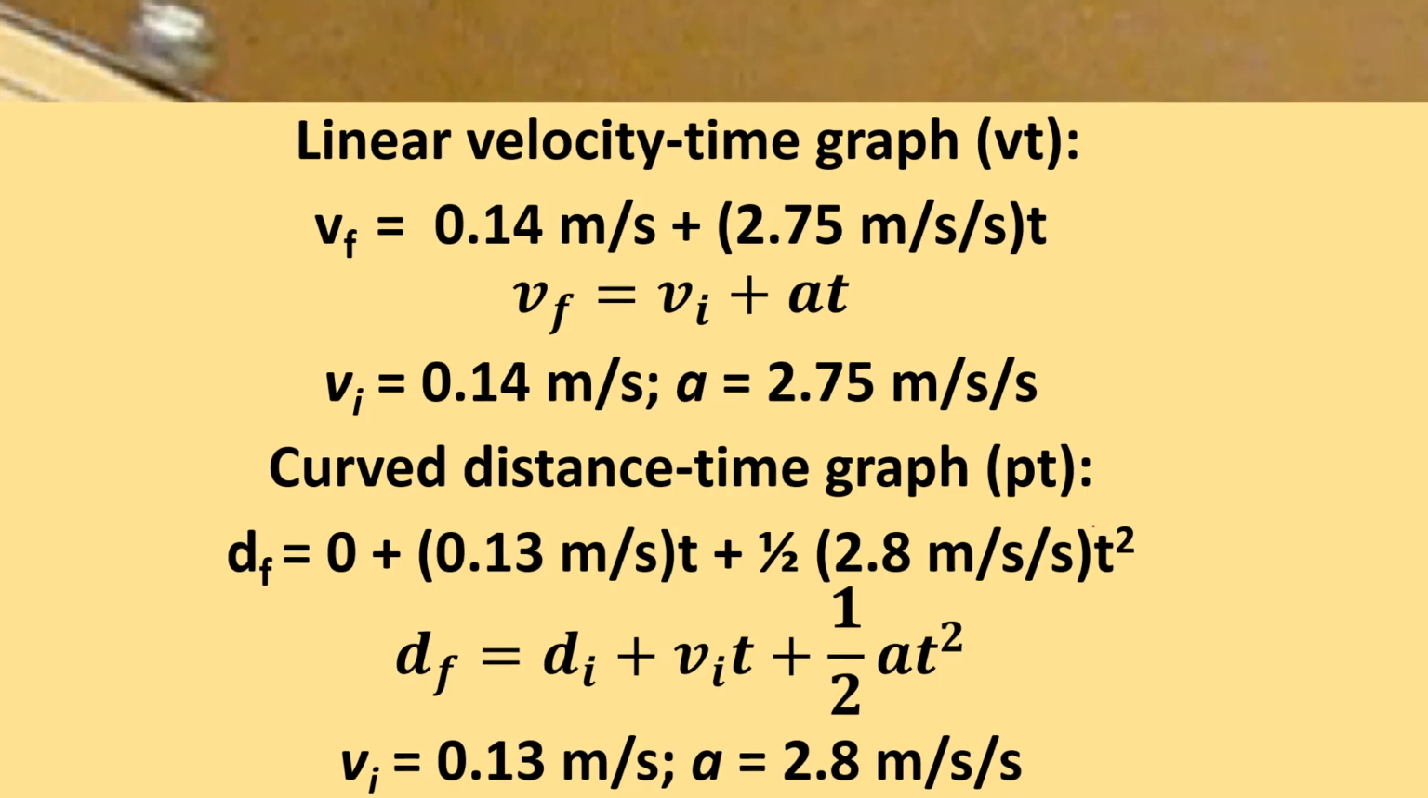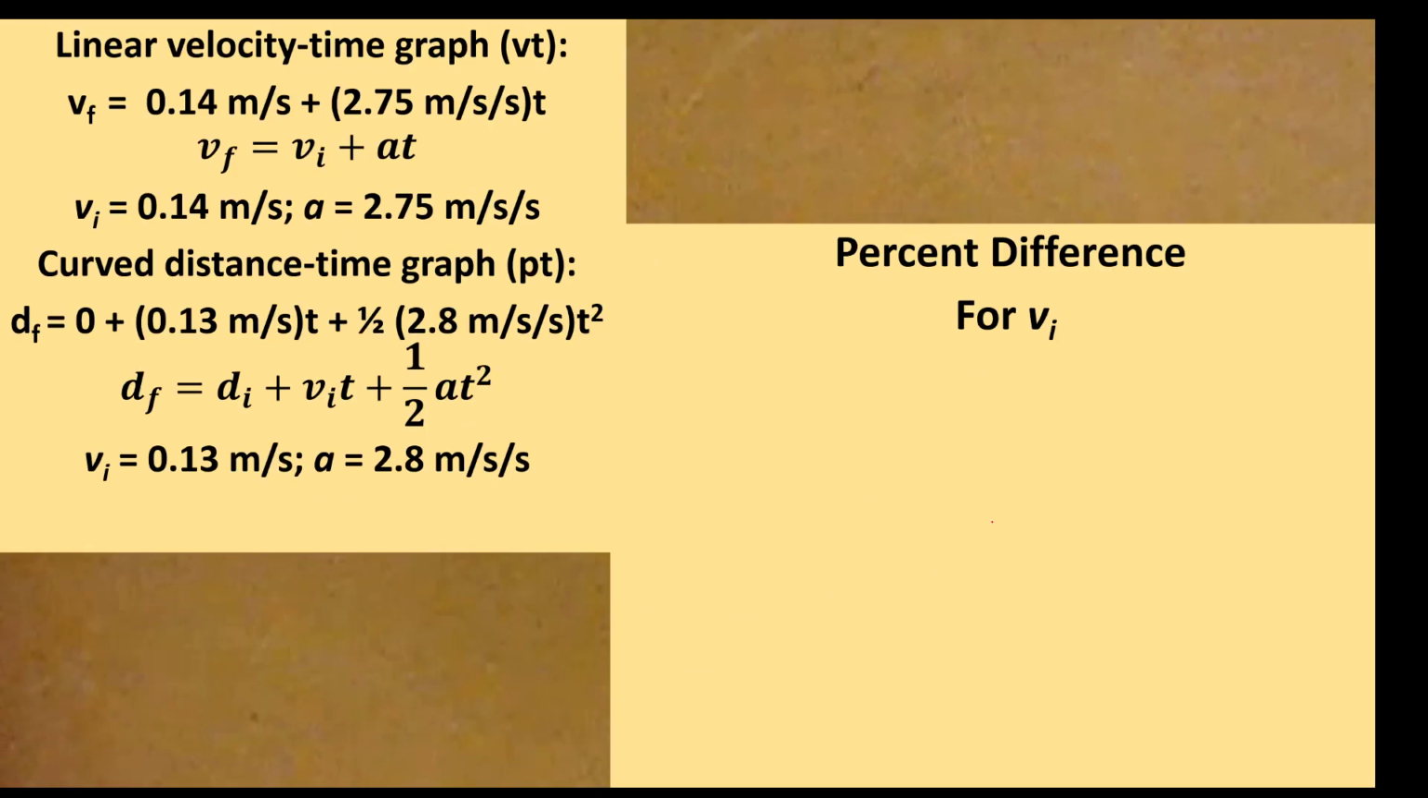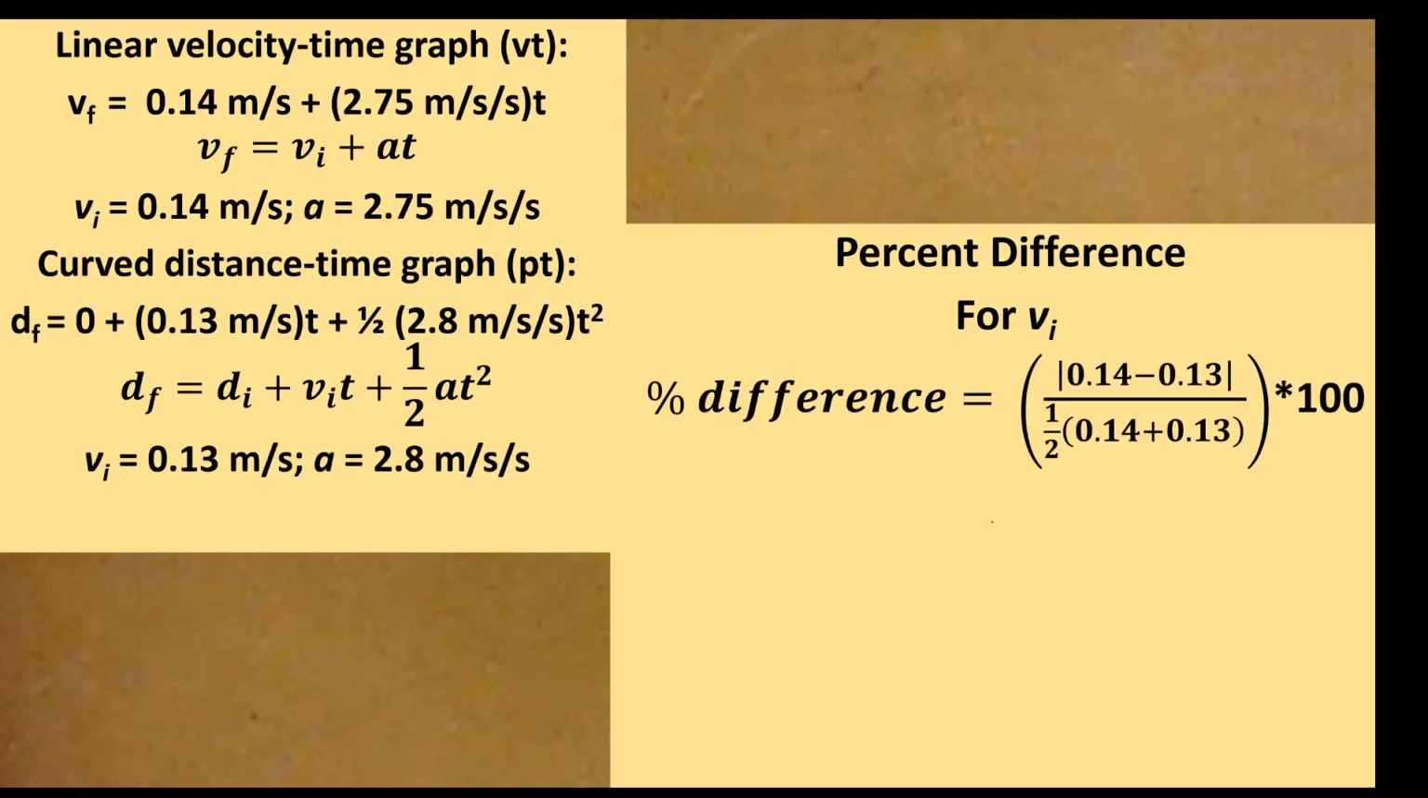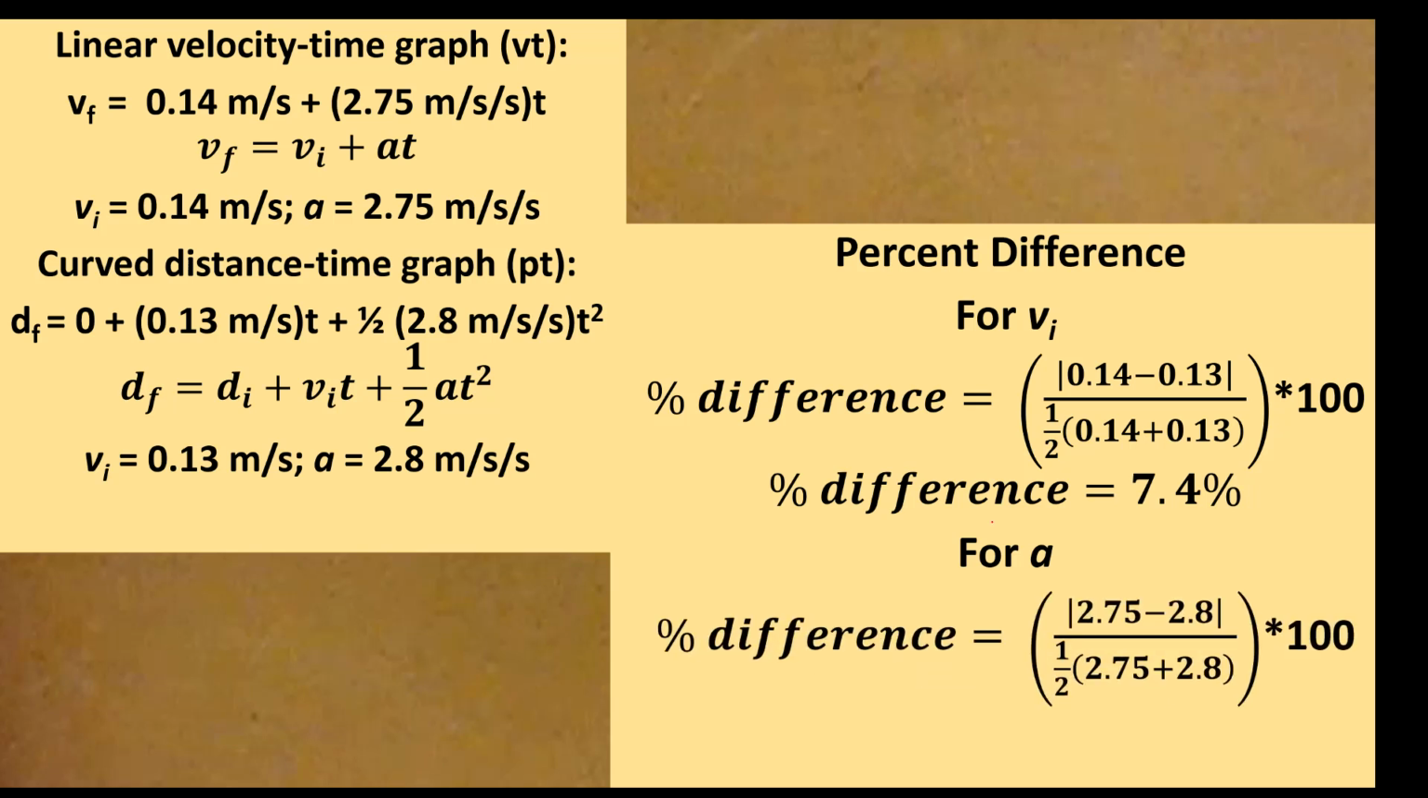My acceleration is 2.8. So for VI, the percent difference is the absolute value of 0.14 minus 0.13 divided by 1/2 of 0.14 plus 0.13, times 100, or 7.4%. For acceleration, the percent difference is the absolute value of 2.75 minus 2.8 divided by 1/2 of 2.75 plus 2.8, times 100, or 1.8%. And now I'm done with my analysis and the lab.